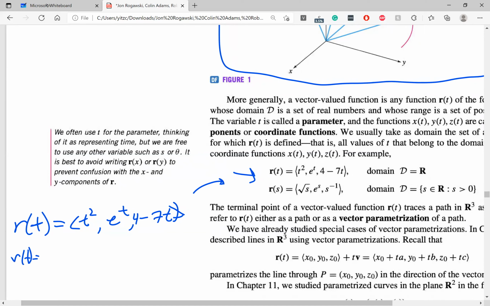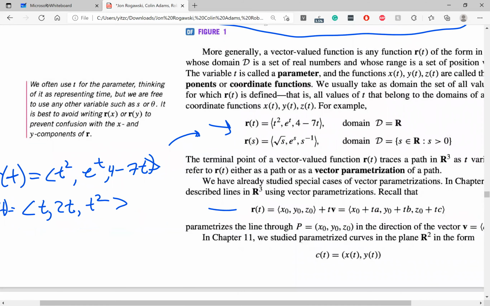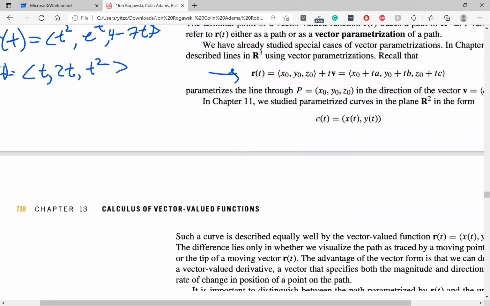r of t is equal to, let's say, t, 2t, and t squared, and so on and so forth. And this just tells you, plug in your t, you'll get a vector. Plug in another t, you'll get a different vector. If you just plug in all your t's, you get some curve. And like we said, we've seen this for lines. So here's a line. It's the simplest version of this.